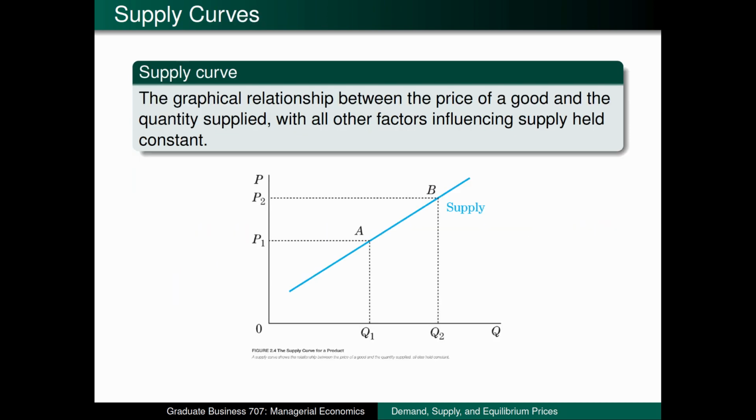The next thing that we did with demand was to introduce the demand curve. Similarly, we will now discuss how firm behavior is illustrated by the supply curve. Remember that the demand curve is downward sloping to illustrate the inverse relationship between price and quantity demanded. Here, the supply curve is upward sloping to illustrate the direct relationship between price and quantity supplied.